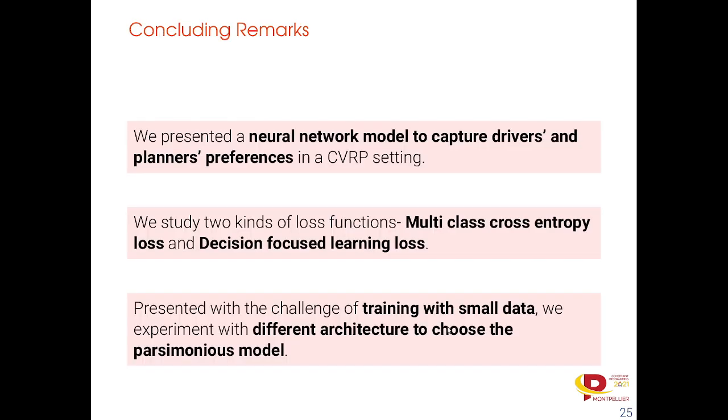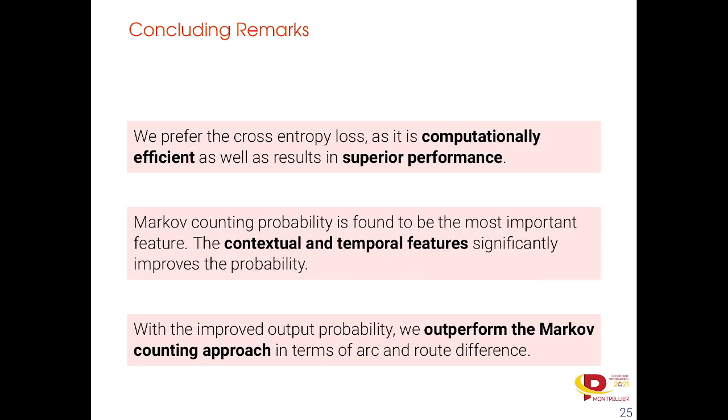Now to conclude, we present a neural network model which captures the preferences in a CVRP setting. To train the neural network model, we study two kinds of loss function: the multi-class cross entropy loss and the decision focused learning loss. Also, as we have the challenge of small data, we experiment with different architectures and different feature variables to choose the model with as few parameters as possible. And we find that the cross entropy loss is computationally efficient, as well as results in better performance.